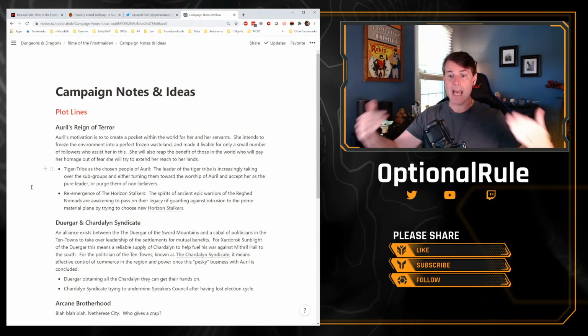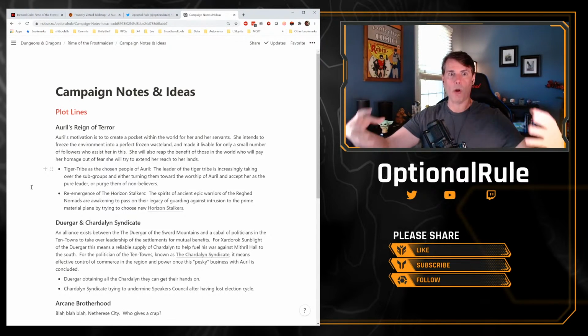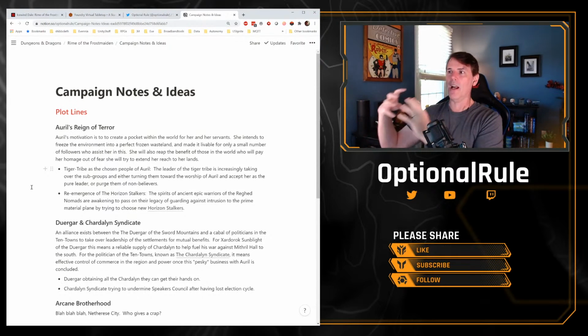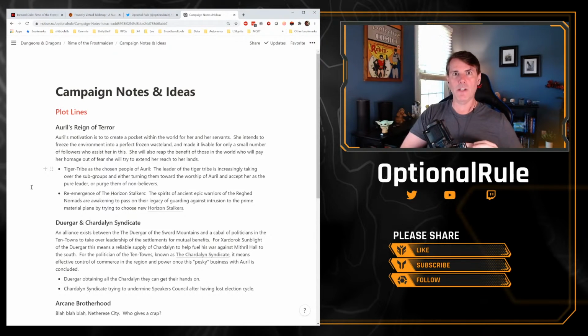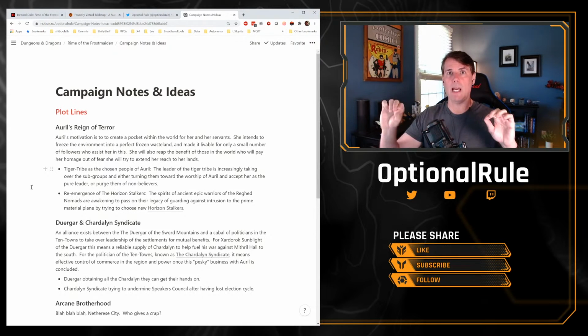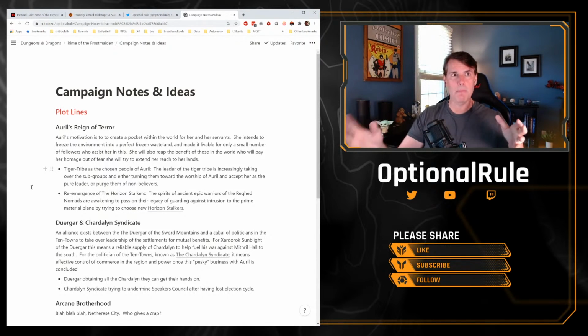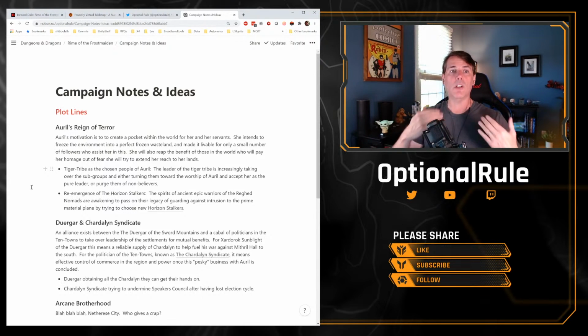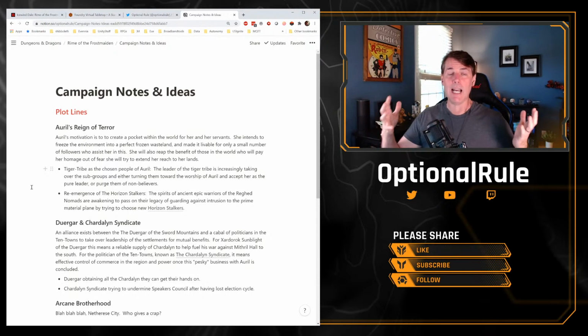So what I have in Rime of the Frostmaiden is all of these episodic, granular adventures that I, as a DM, can look at and form a through line with for my own plots, and begin to modify them or tease them or weave them into the story that I want to tell in the campaign that I want to run. And I think this is wonderful for it.